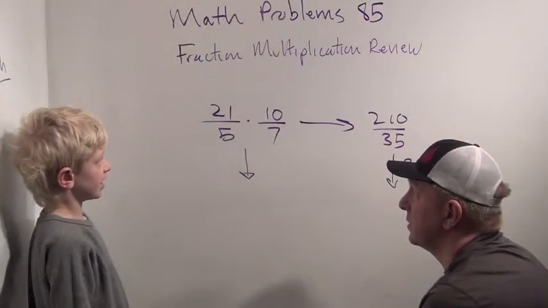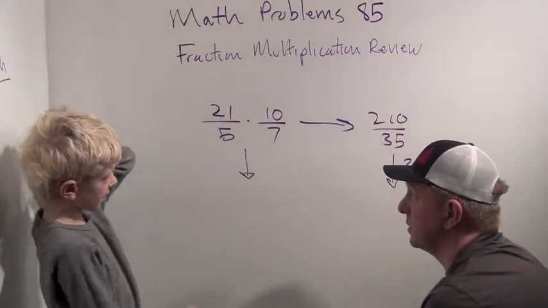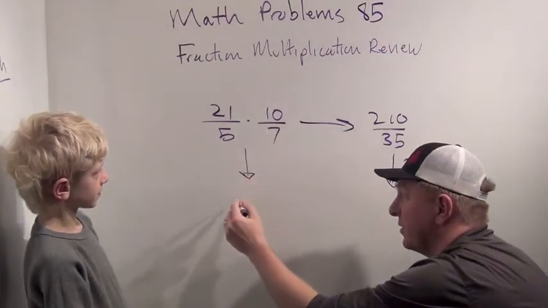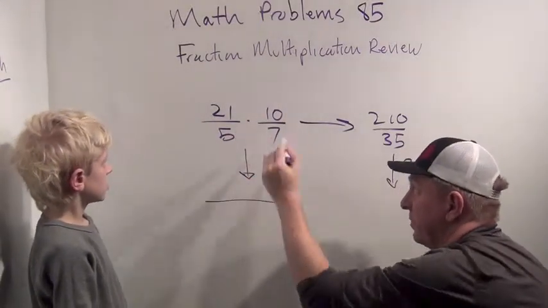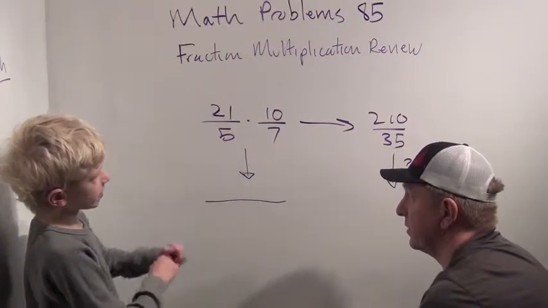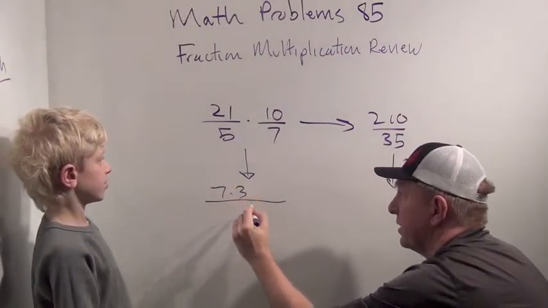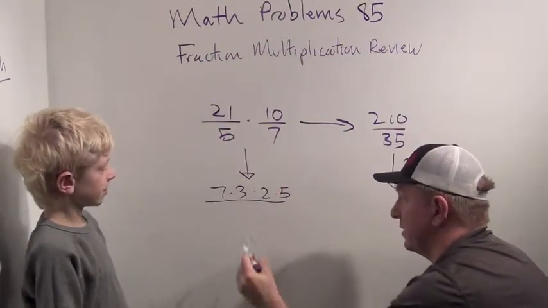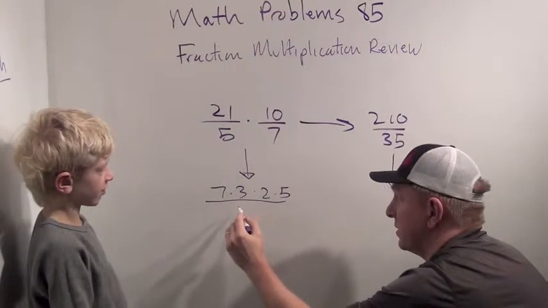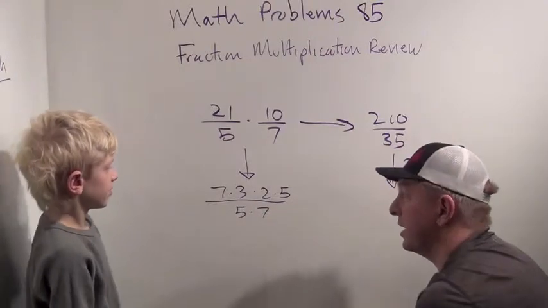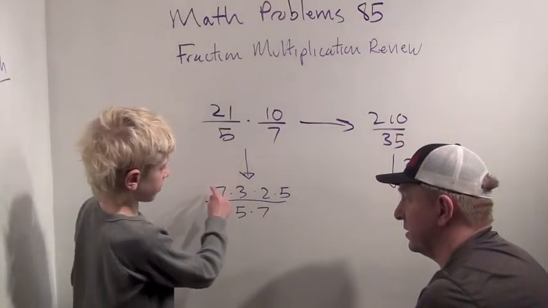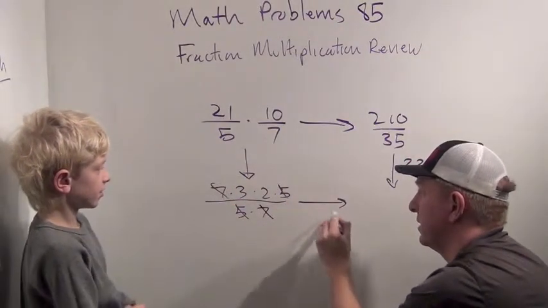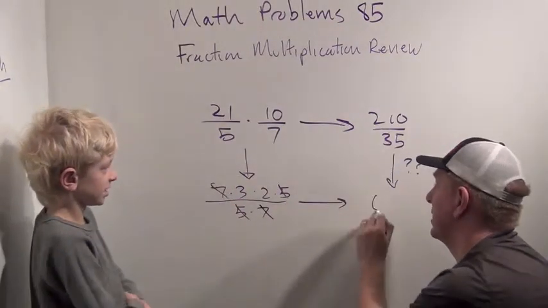Well, now you can take a 7 out, and a 5. So what does the top factor into when we talk about factoring the top? It's 7 times 3 times 2 times 5. And what's on the bottom? 5 times 7. And what cancels here? You can cancel the 7s and the 5s, and then you're left with 3 times 2, which is 6.